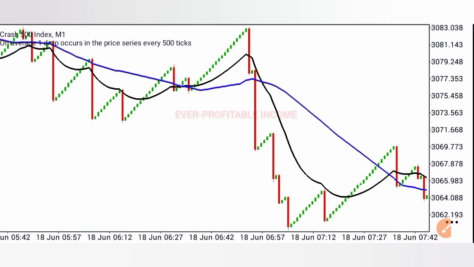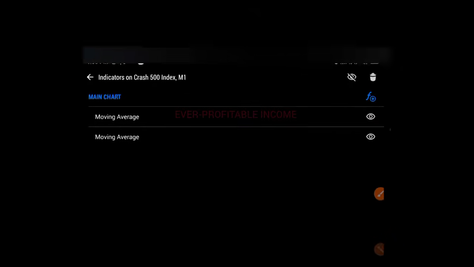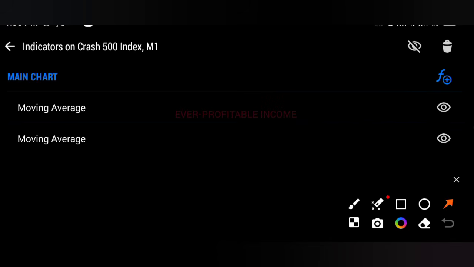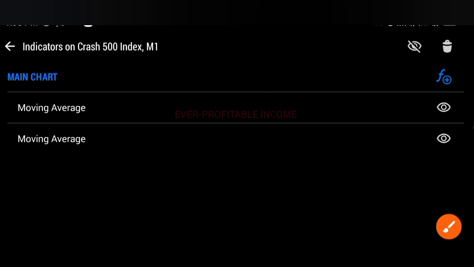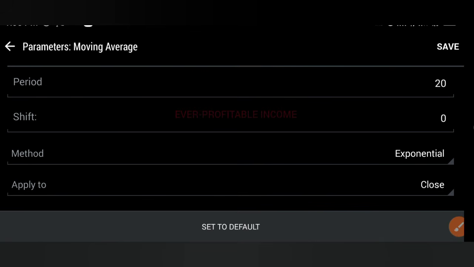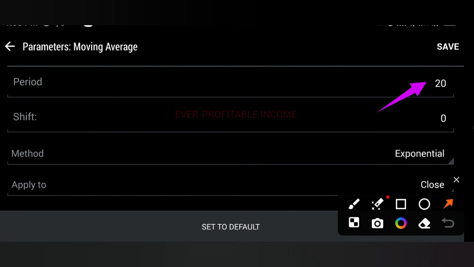All right, let me give you the setup of these two efficient indicators. Let's head over to the indicator window. These are our two indicators we are using today, just moving averages with different settings. Let's look at the first moving average right here. The parameter is period 20, the shift is 0, the method is exponential.